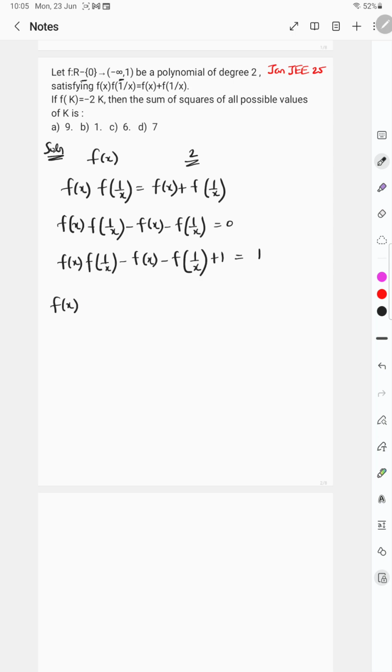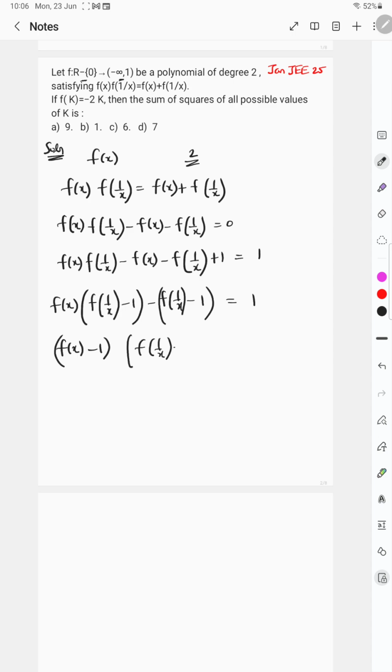So I can take f(x) common. So I have f(x) times (f(1/x) minus 1) minus (f(1/x) minus 1) is equal to 1. So the factors being (f(x) minus 1) in one bracket and (f(1/x) minus 1) in another bracket equal to 1. So the product of two expressions is 1. Let me consider this as g(x). So if this is g(x), this will be g(1/x). So I have considered let g(x) be f(x) minus 1. So now the product of two functions is 1.